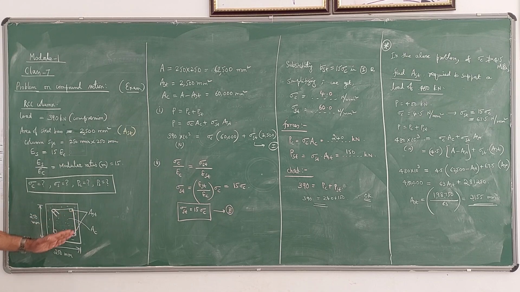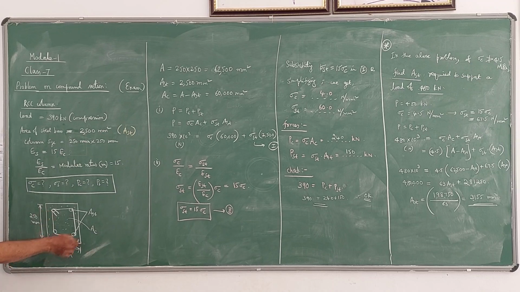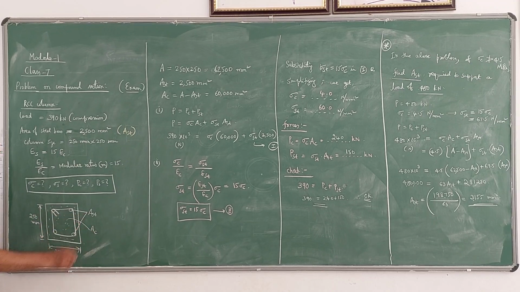Just for figure's sake, I have taken AST as 4 bars, and it can be any number of bars. He has not given the number of bars here. He has directly given the AST value. And the total area minus AST gives the area of concrete, AC.